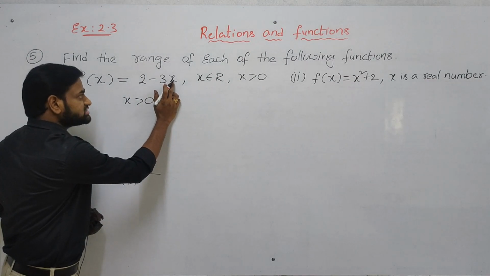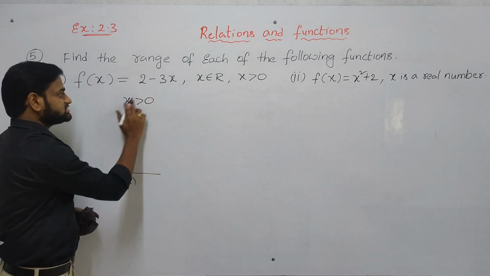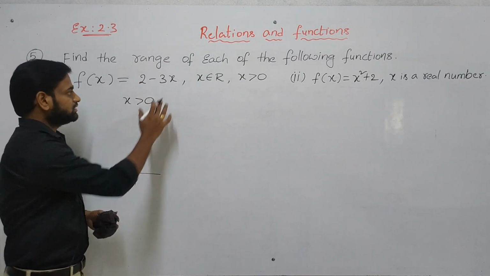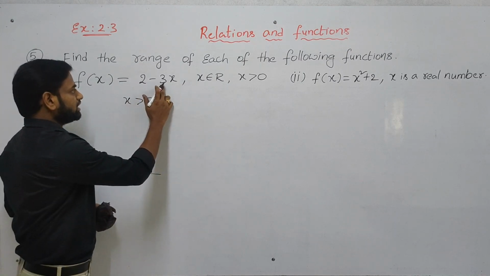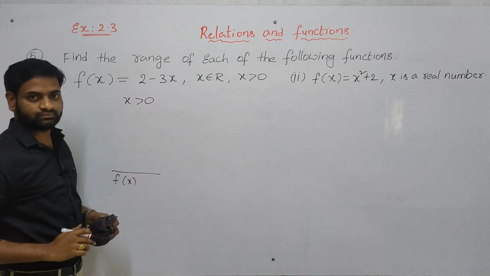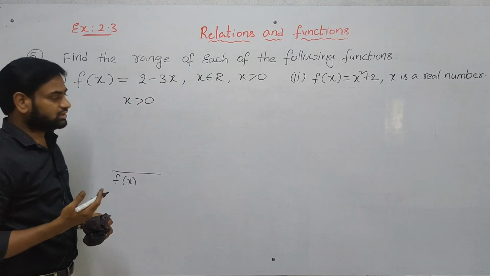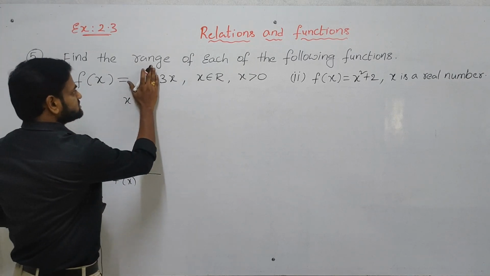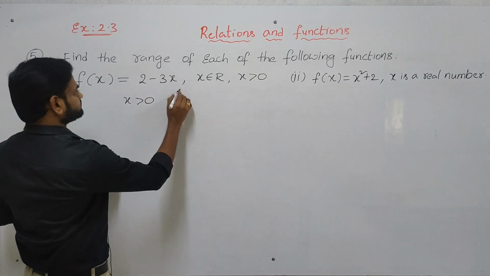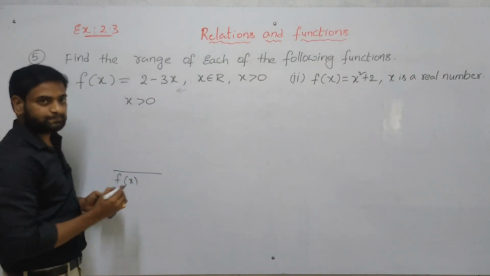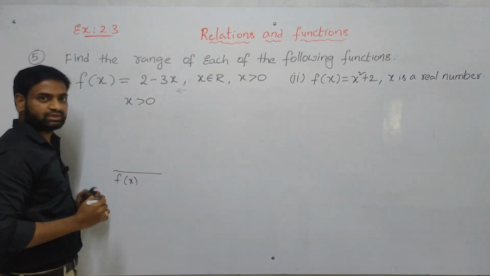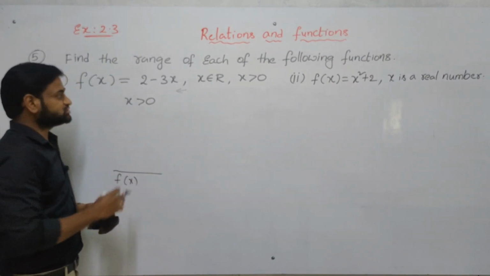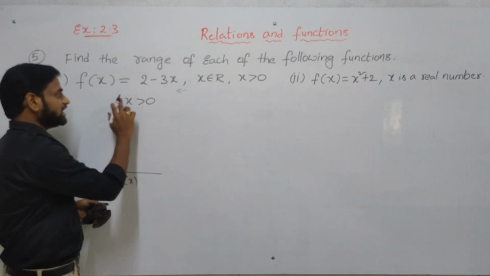So x is already there. Just imagine this x is there. Now what are the remaining terms? Minus 3 and plus 2. First, after x, what is the number? 3. So multiply with 3 on both sides.